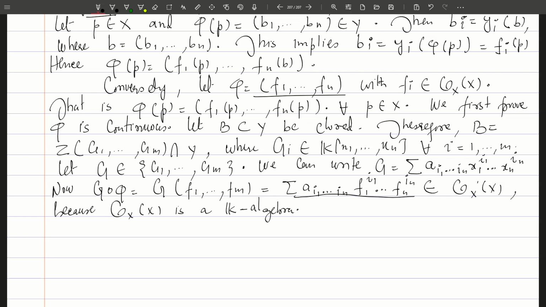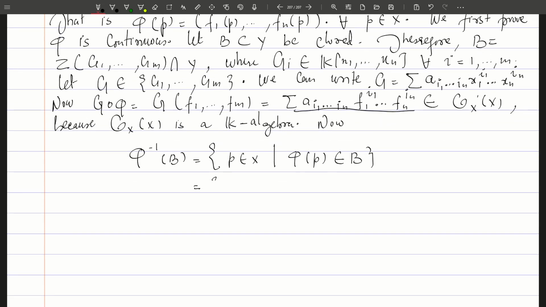Now to prove phi is continuous, we have to prove the inverse image of this closed set B is also closed. So now, phi inverse B is the set of all points in X whose image lies inside B, which is the same as the set of all points in X.